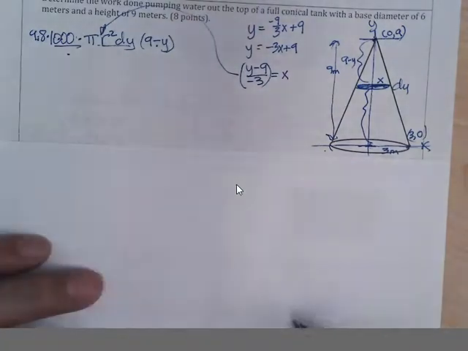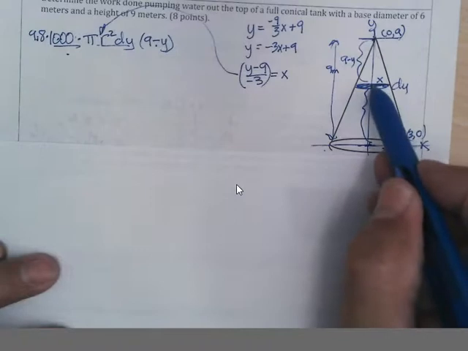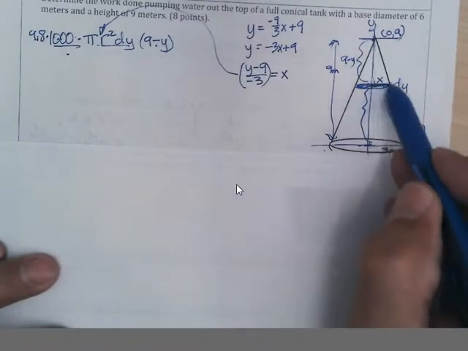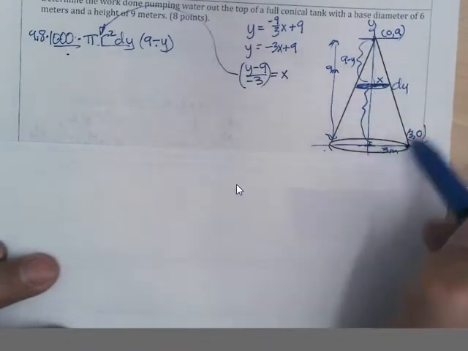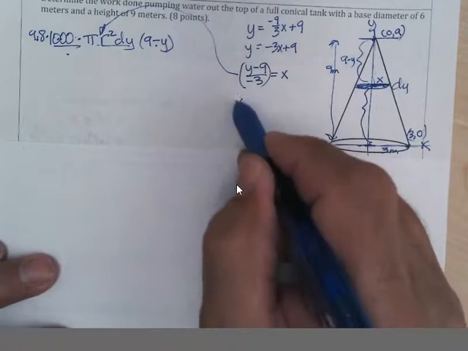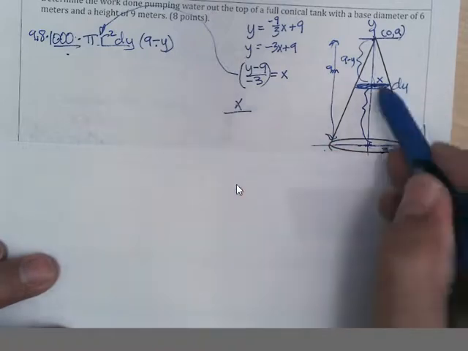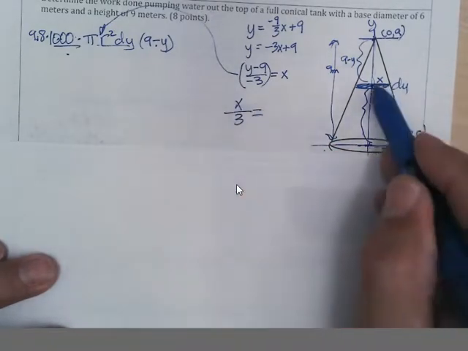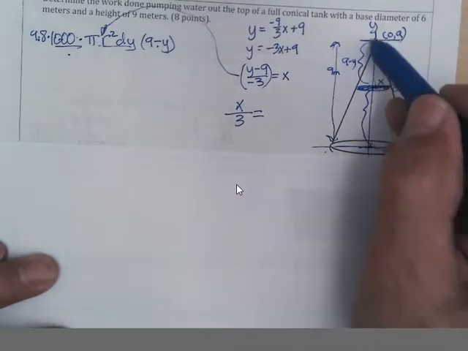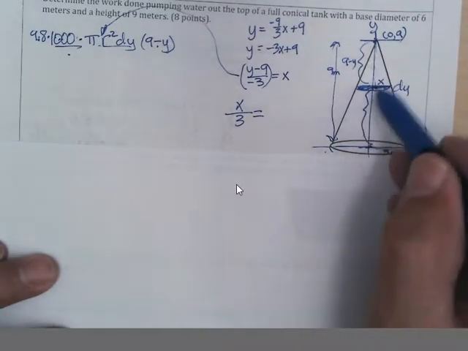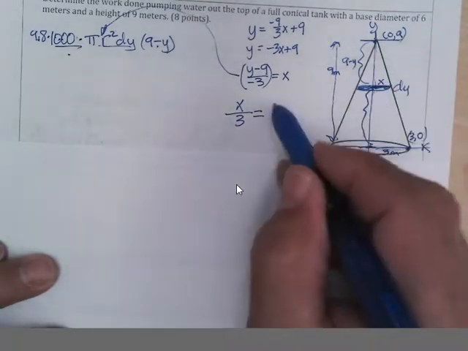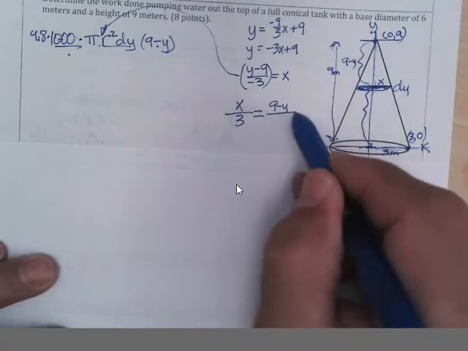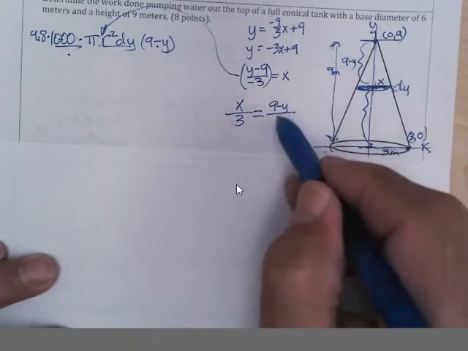Let's do it another way. Let's do it with ratios. So I've got a triangle here and the big triangle. I'm trying to find x, so I'd write x over 3, let's say, equals the leg to the leg as the leg is to the leg, and this leg is 9 minus y over x.